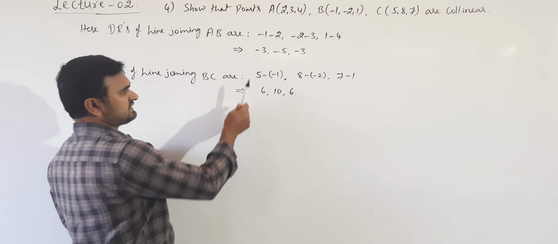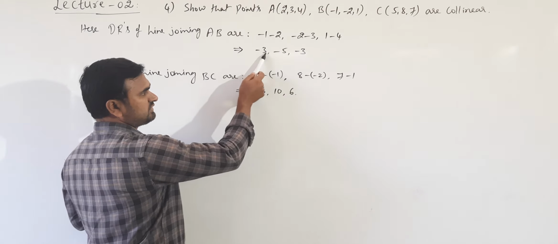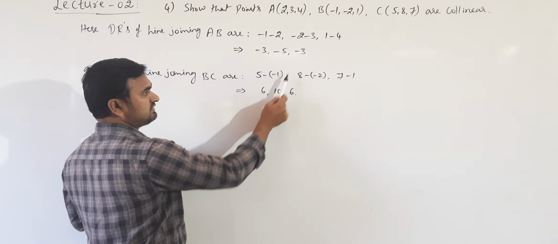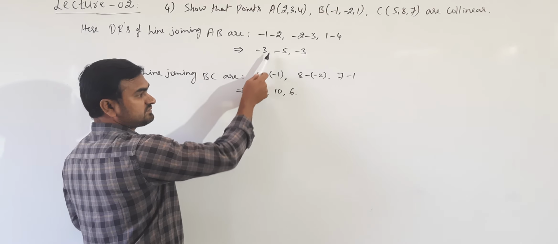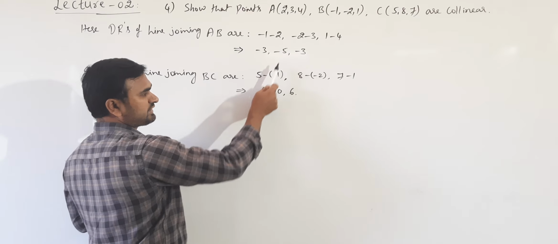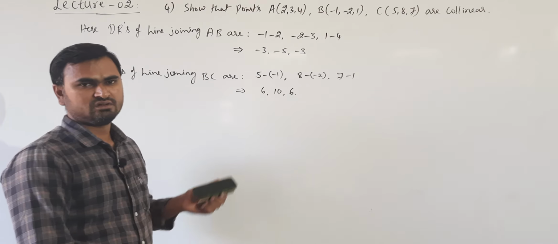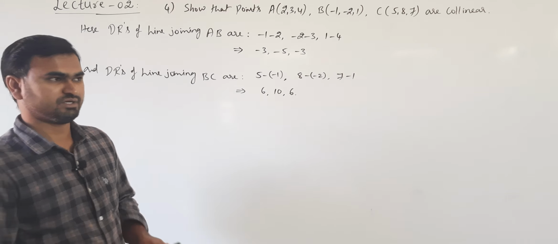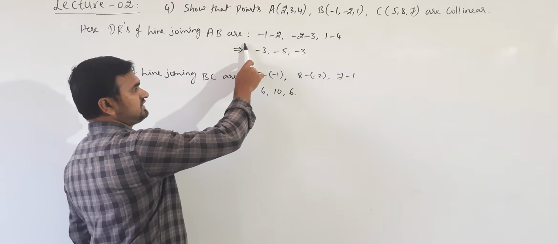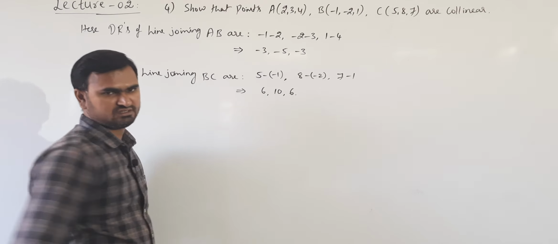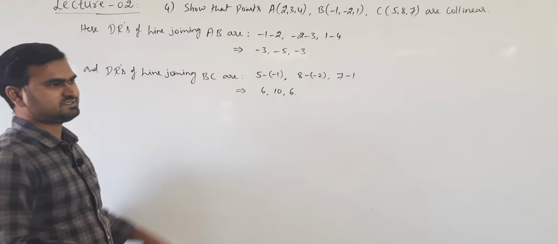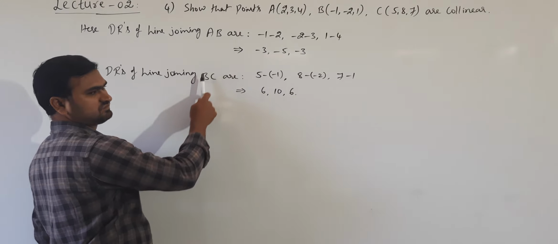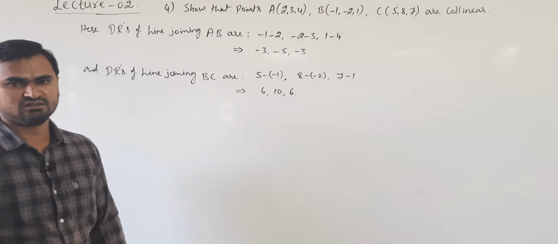Now observe these DRs: -3, -5, -3 and 6, 10, 6. If I take the ratio, what do we get? -3 by 6 is -1 by 2, -5 by 10 is -1 by 2, -3 by 6 is -1 by 2. So the DRs of AB and BC are proportional. DRs being proportional means the lines are parallel. Since the point B is common, we can say the points are collinear.